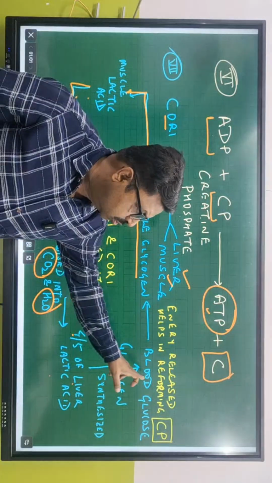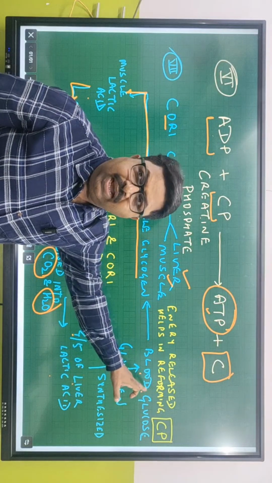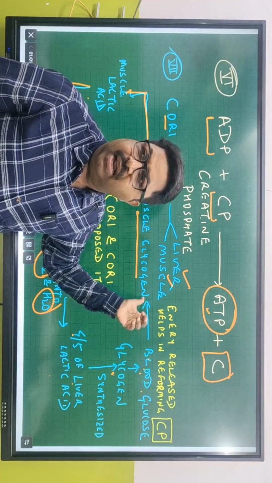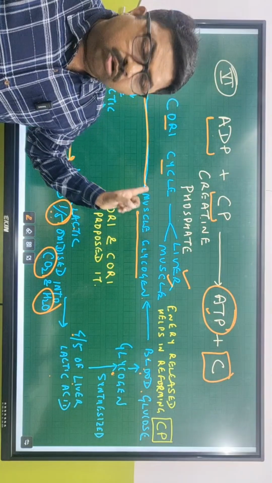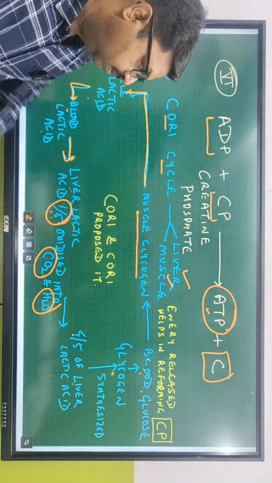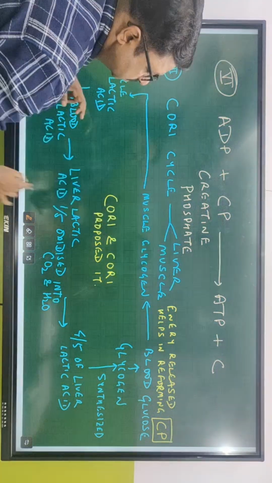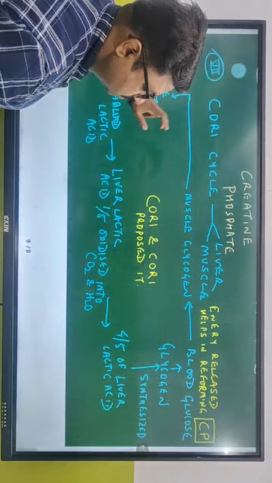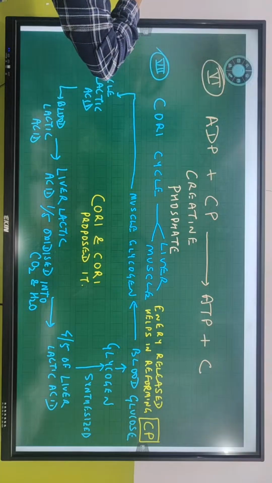And this glycogen is again going to get broken down into blood glucose, and from blood glucose it is going to come down to muscle glycogen. This is what is called Cori cycle. So it is only by the help of Cori cycle we are going to again get back what? CP. Fine? Is this clear? So that is the topic that we completed in the last class.